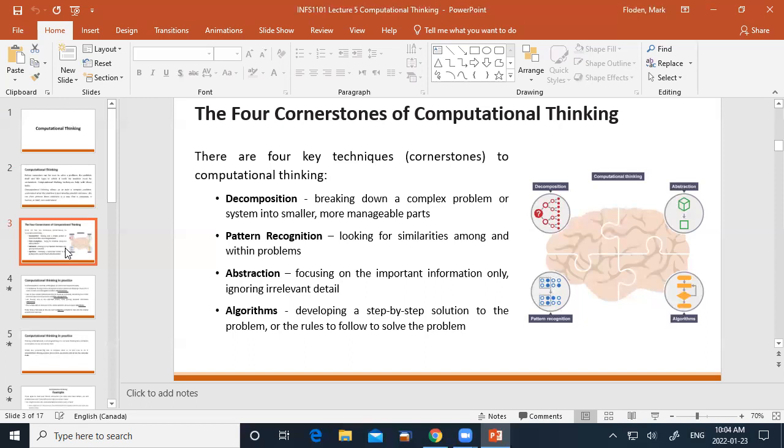No, it's not. So decomposition, abstraction, algorithms, and pattern recognition. We see these little diagrams beside those. I think if you look at those diagrams, they might actually help you to understand what the terms mean, because the diagrams are quite useful there. Anyway, so we have decomposition. That's our first one here over on the top left.